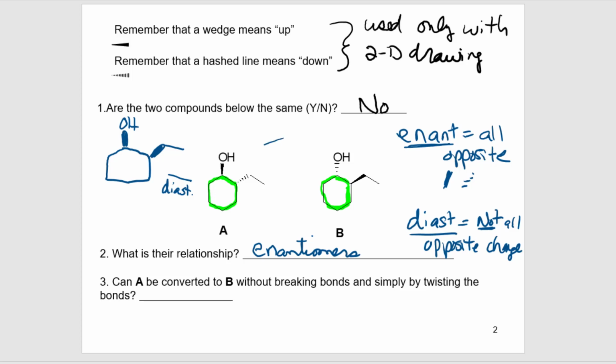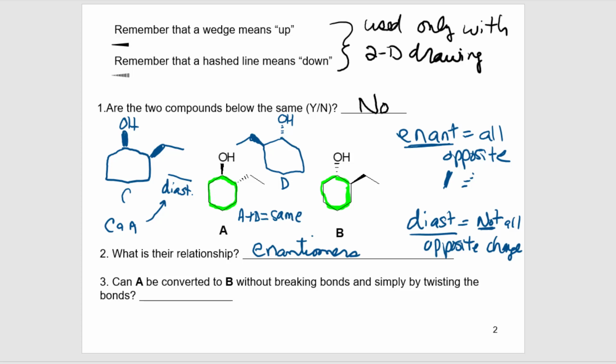How about we'll call this C. C and A are diastereomers. Let's call this one D in the middle here. What is D's relationship to A? If you said the same, you would be correct.